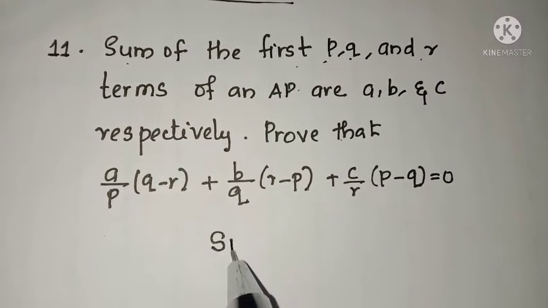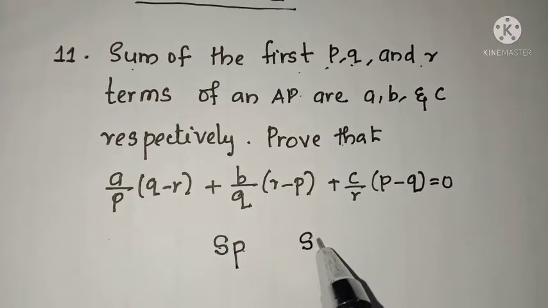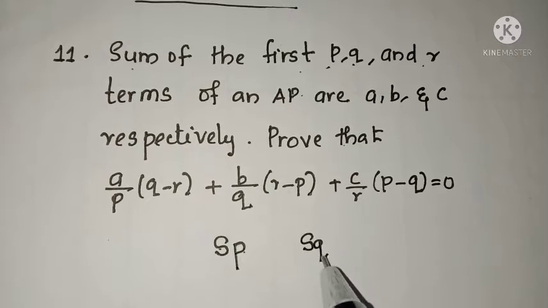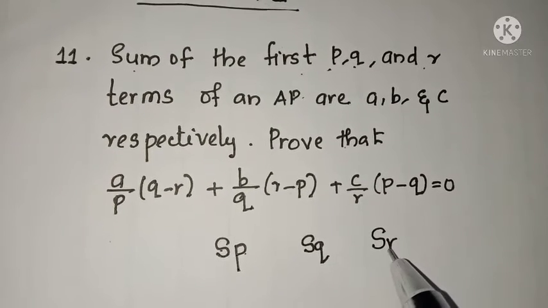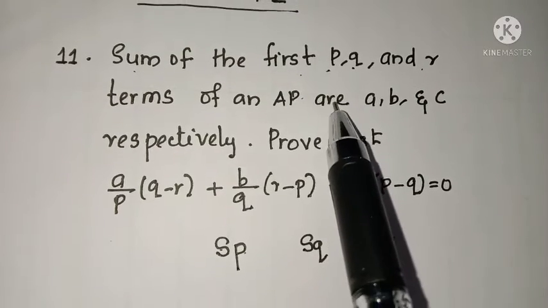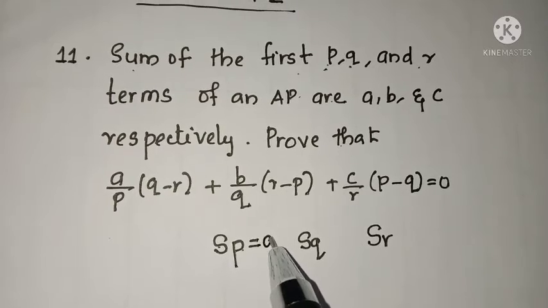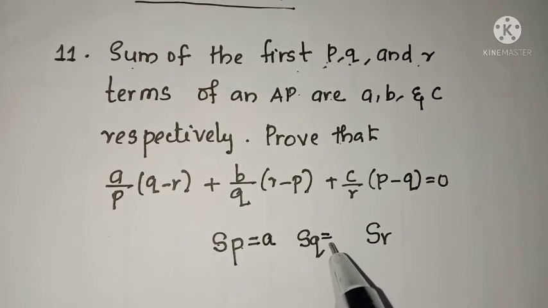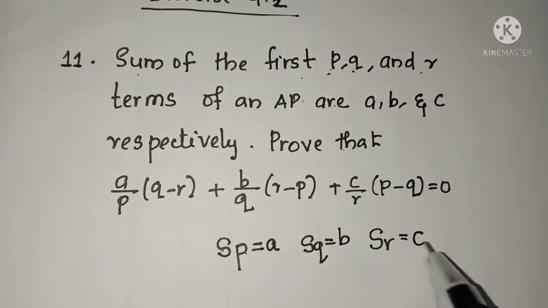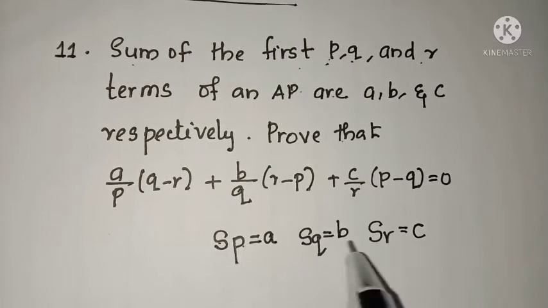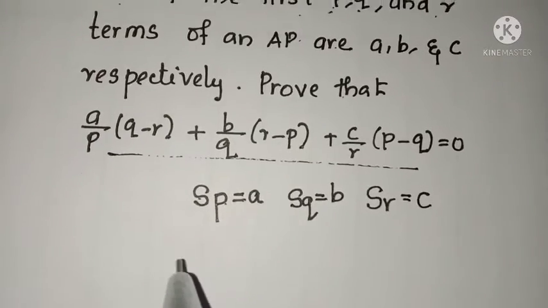The sum of the first P terms is represented by SP. The sum of the first Q terms is represented by SQ. The sum of the first R terms is represented by SR. It is given that the sum of the first P terms is A, the sum of the first Q terms is B, and the sum of the first R terms is C. This is given. From here, we want to prove this expression is equal to 0.